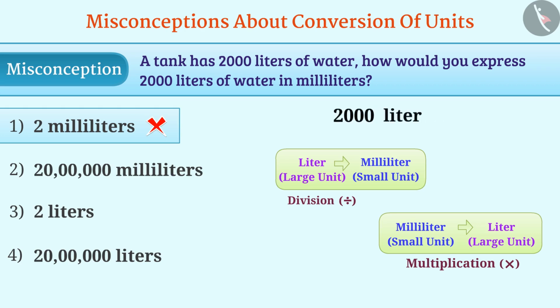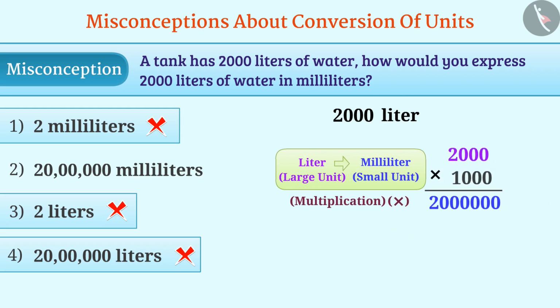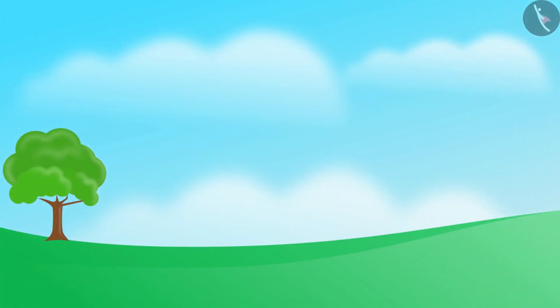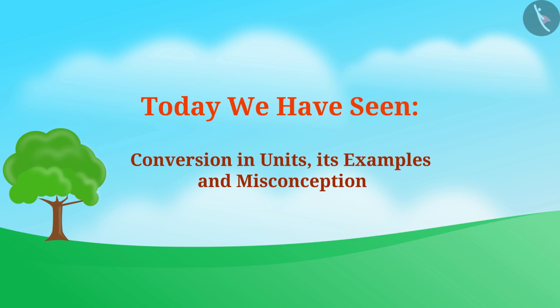Similarly, sometimes the unit is ignored or mistaken. The correct understanding is that we multiply when converting to smaller units and divide when converting to larger units. This will give the correct answer, option 2. So today we have seen conversion in units, its examples and misconception.